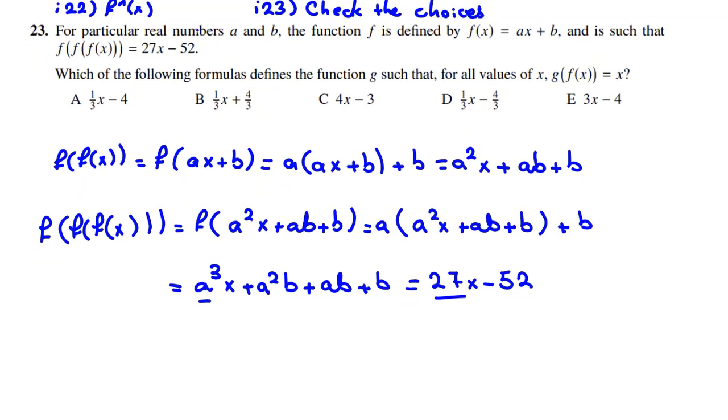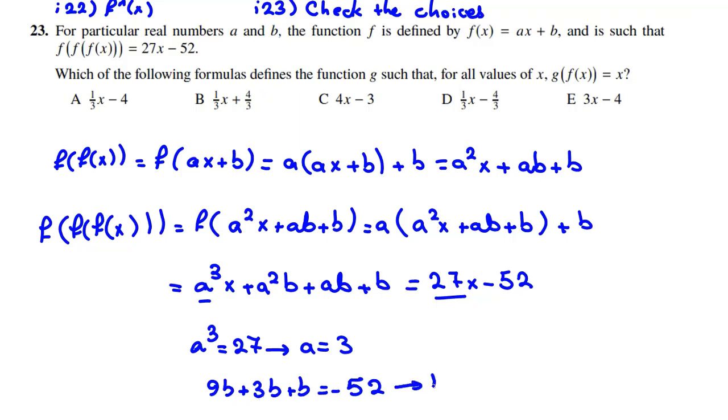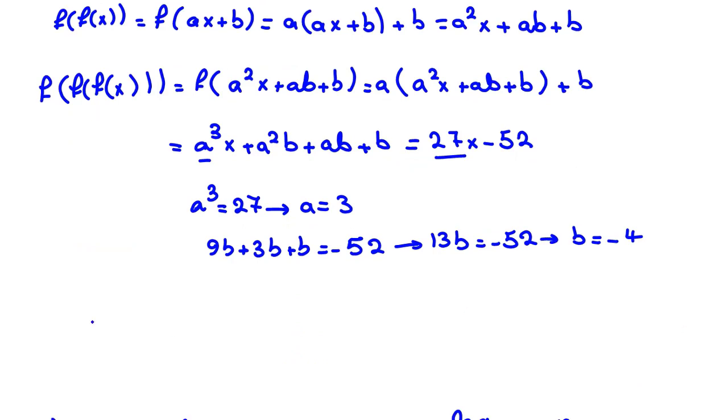a cubed is 27, since a and b are real numbers, so the only case for a is 3. If we replace here, 9b plus 3b plus b equals negative 52. 9, 3, 12, 13. 13b equals negative 52. So b is negative 52 over 13, which is negative 4. Okay, a is 3, b is negative 4. Now we can conclude that f of x is ax plus b, so f of x is 3x minus 4.